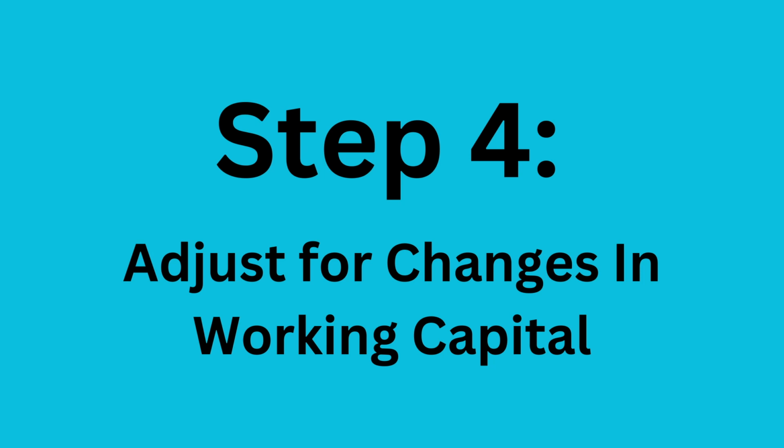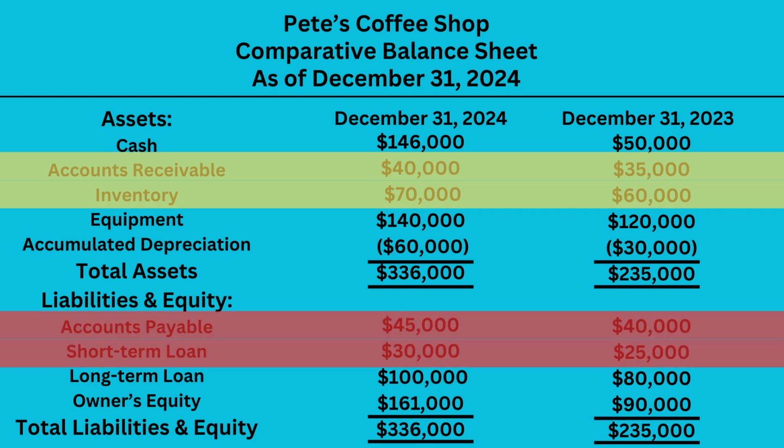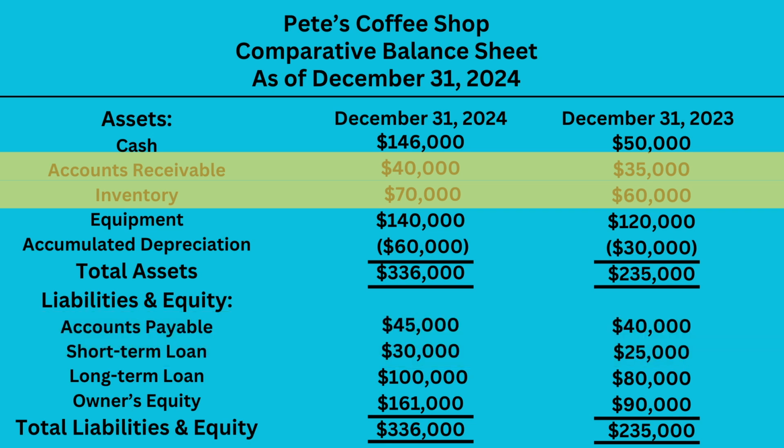Working capital is the difference between a company's current assets and current liabilities. In this example, ignoring cash, we have accounts receivable and inventory as our current assets, and accounts payable and short-term loan as current liabilities. Over the period, accounts receivable increased by $5,000 and inventory increased by $10,000. So how do we record these changes on the cash flow statement?